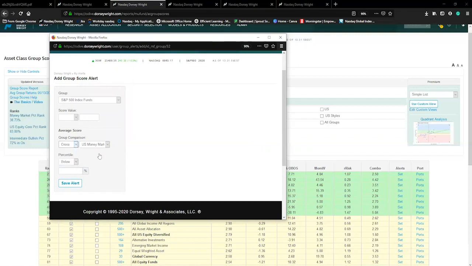But again, these are going to go into your typical alerts page. So whatever email you had that's tied in with the system, as soon as you save any of these alerts, the system is going to send you an email if any of those were to trigger.